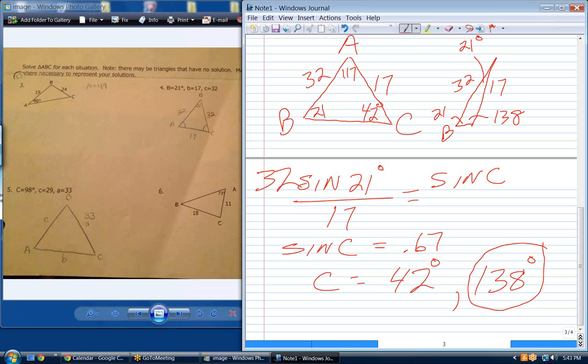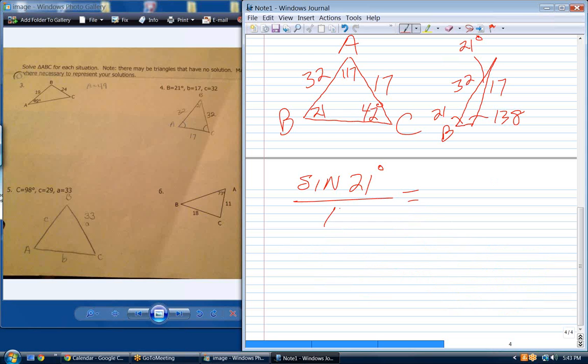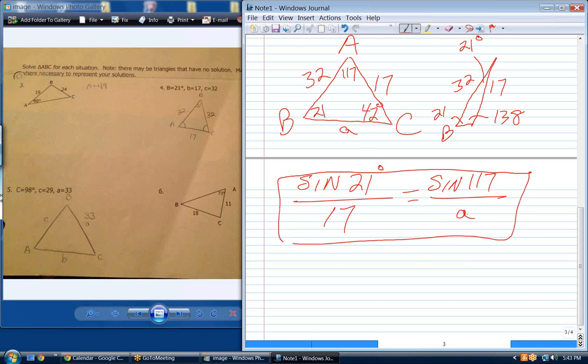Now, we still have to solve for both triangles. In other words, we're not done with the triangle on the left. We still got to get A. So I'll leave the sine of 21 over 17. There's our constant. And that's got to be equal to what? Sine of 117 over A, I mean. Okay, so we can solve that triangle. I'll let you do that on your own.